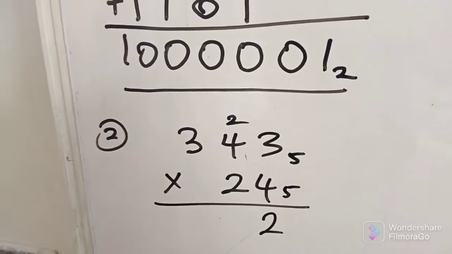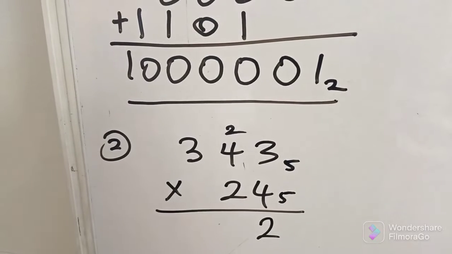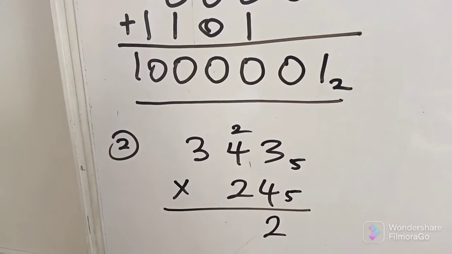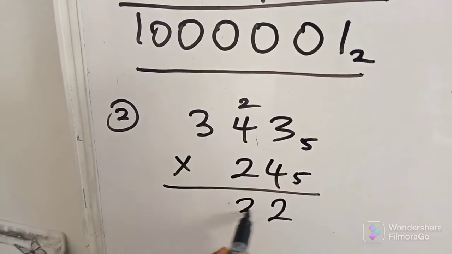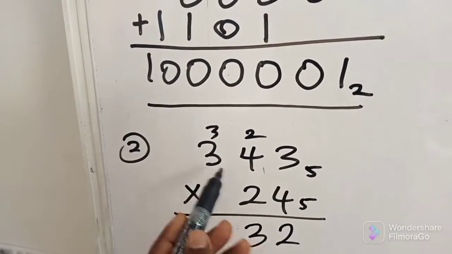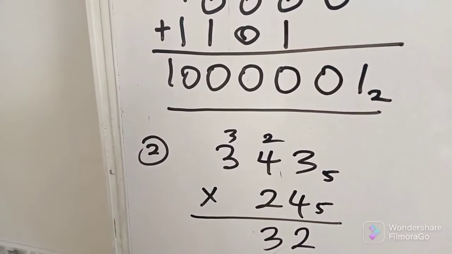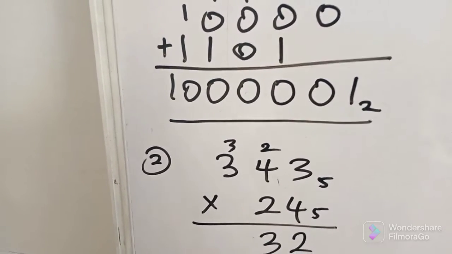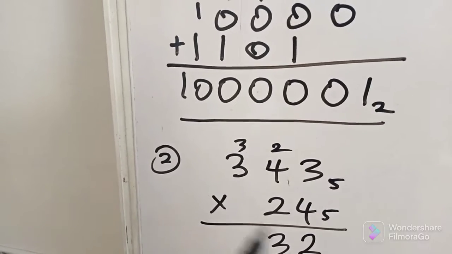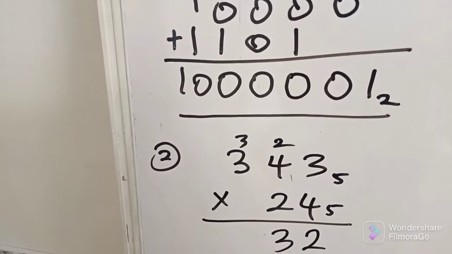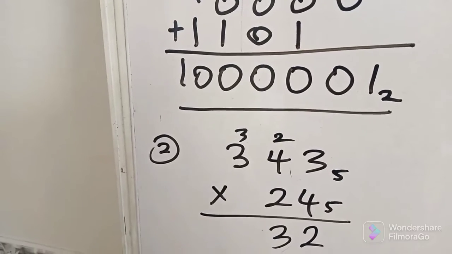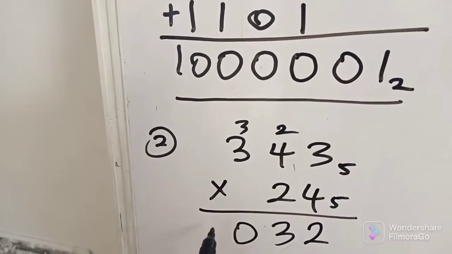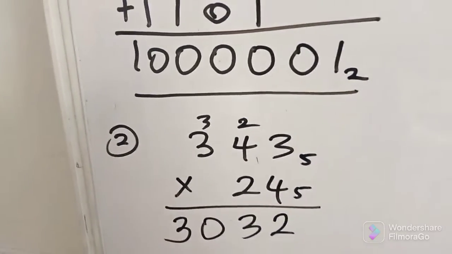Then 4 times 4 will give me 16 plus 2. That is 18. Then how many 5s will I get in 18? 3 remainder 3. So I write down the remainder 3 and carry 3. 4 times 3, that's 12. 12 plus 3, that's 15. So how many 5s can we get in 15? That's 3 remainder 0. So we write down the remainder 0 and carry 3. So I'm through with the first part.